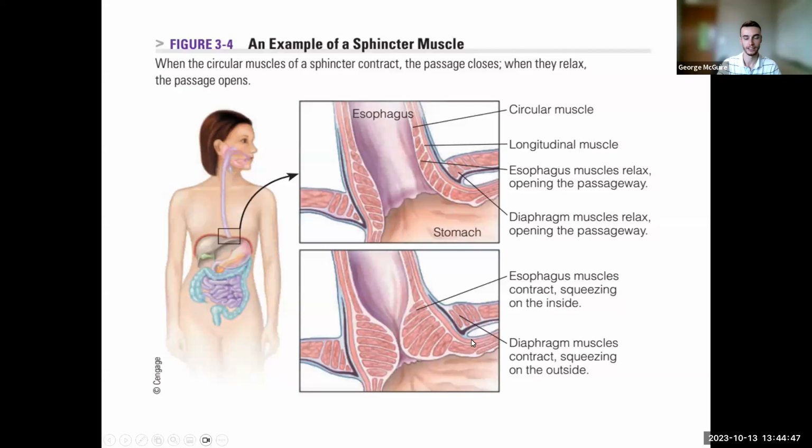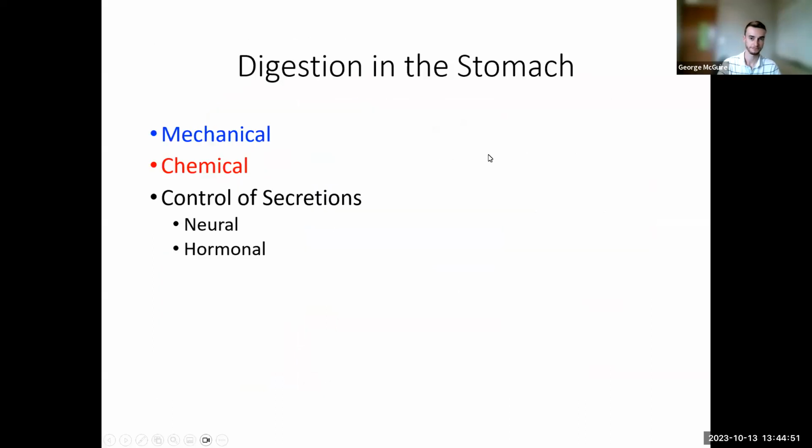So here I have a closer look at what a sphincter looks like. You can take some time to look at this figure from the text.